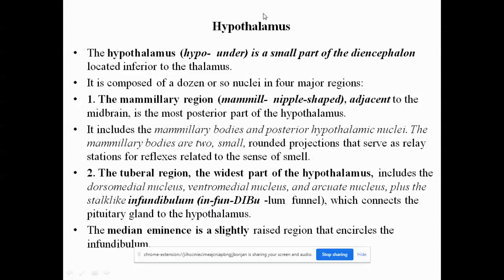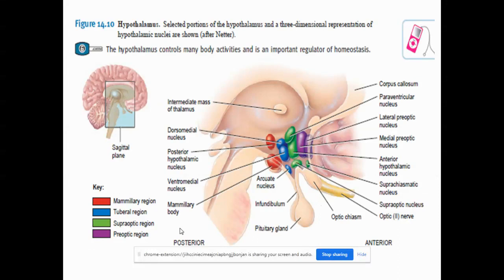The hormones produced by the hypothalamus give information, whether inhibitory or stimulatory, to the pituitary. So the infundibulum is the stalk-like region which connects the hypothalamus with the pituitary, and there is a slightly raised region that completely encircles the infundibulum, called the median eminence, through which the hormones flow into the pituitary. The pituitary has two regions: anterior pituitary and posterior pituitary.